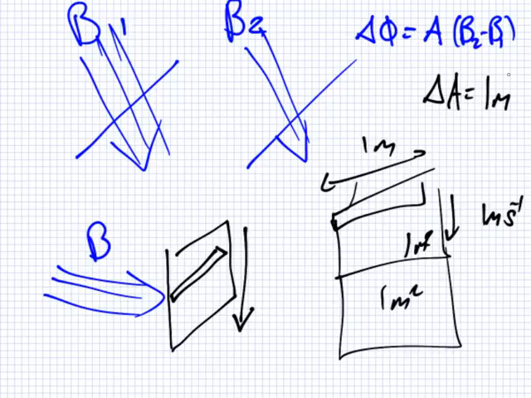So what I'm saying is there are two ways to do this. You can either change the magnetic field, or move the conductor to change the area. You get both in the exam.